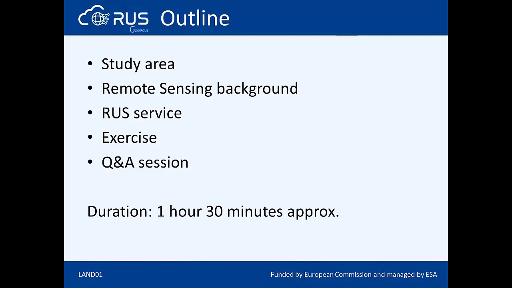So we will have a look first of all at the study area and understand the characteristics of the location we are using today. We will then cover very briefly the remote sensing background and understand how satellites can help in agriculture and in crop mapping. We will then describe the RUS service, and we will learn what the challenges are nowadays when working with remote sensing and why RUS is a great alternative to solve all those problems. And then we will use this RUS service to perform our exercise. So at the very end, we will have some time for Q&A.